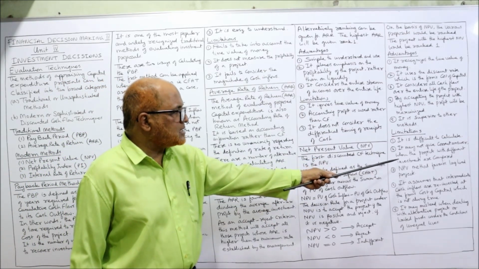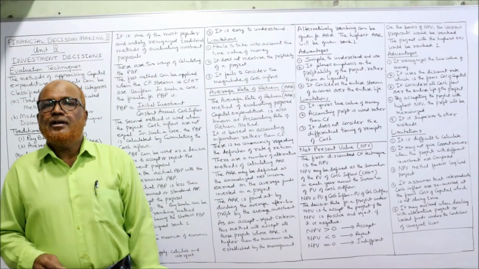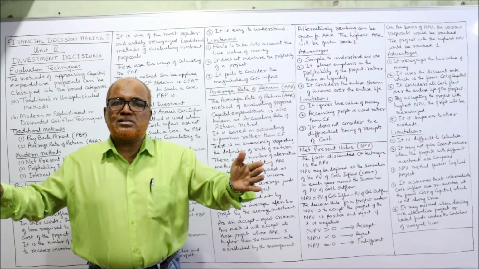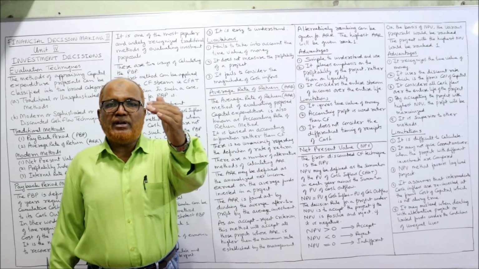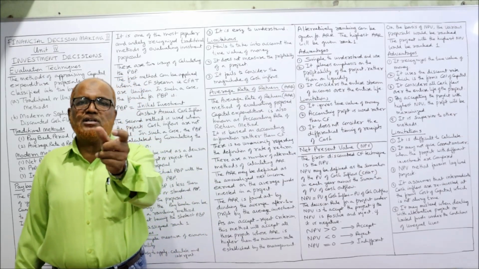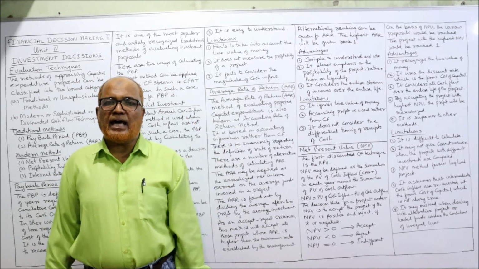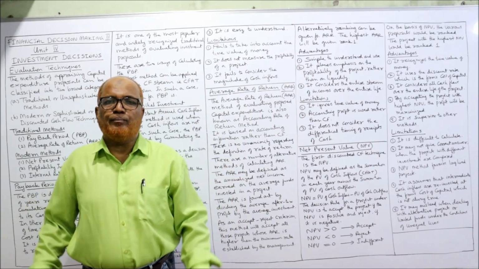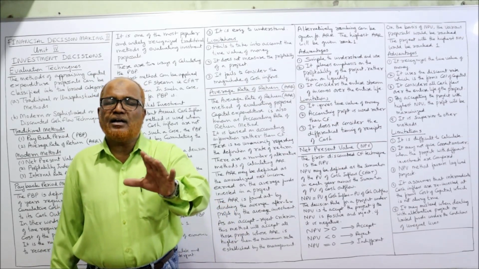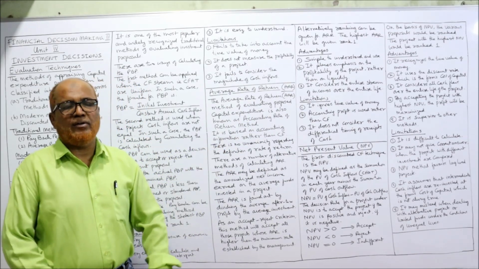Second, it will not give the correct answer when projects with different investments are compared. This method, NPV, is correct only when all the investment project costs are equal. If you have different costs of investment for different projects, for example, project A requires 10 lakh, project B requires 15 lakh, project C requires 20 lakh, in that case, if we calculate the NPV, you may not get the correct answer. This will give the correct answer when the cash outflow is the same. The cost of the project should be the same for every project.